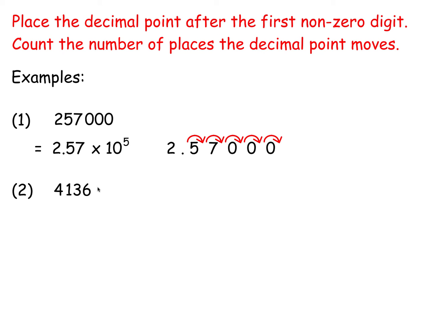So another example, there's 4,136. Put the decimal point after the first non-zero digit, it's 4 point something. Think how many places do I shift the decimal point from being 4.136 back to 4,136, and it shifts 1, 2, 3 places, so it's 10 to the power 3. So 4.136 times 10 to the power 3 is scientific notation. If you want to shift it back to a normal number, you use the same process, just multiply 4.136 by 10 3 times, shifting the decimal point.